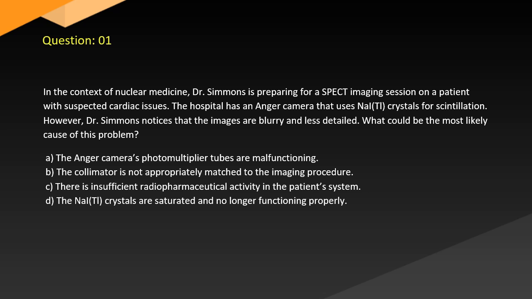Question 1. In the context of nuclear medicine, Dr. Simmons is preparing for a SPECT imaging session on a patient with suspected cardiac issues. The hospital has an Anger camera that uses NaI(Tl) crystals for scintillation. However, Dr. Simmons notices that the images are blurry and less detailed. What could be the most likely cause of this problem?